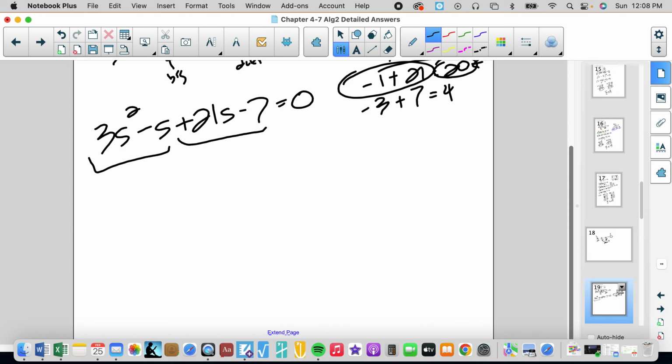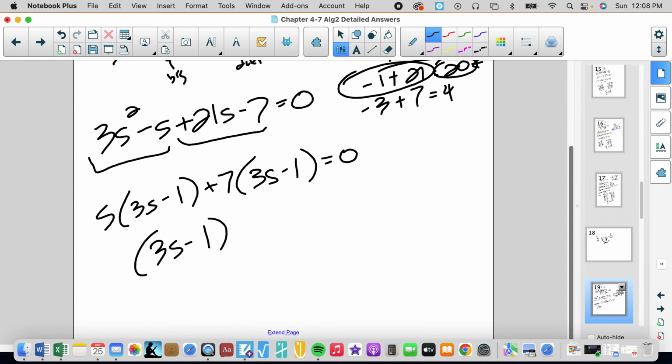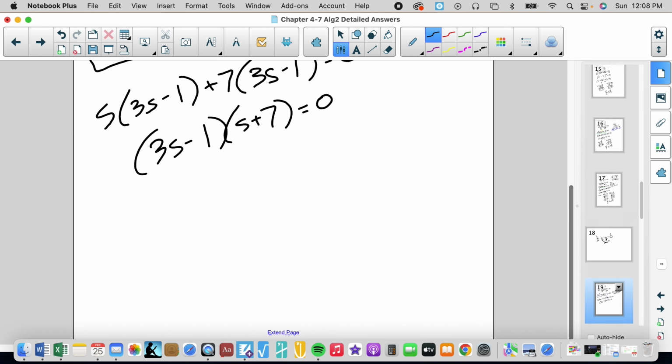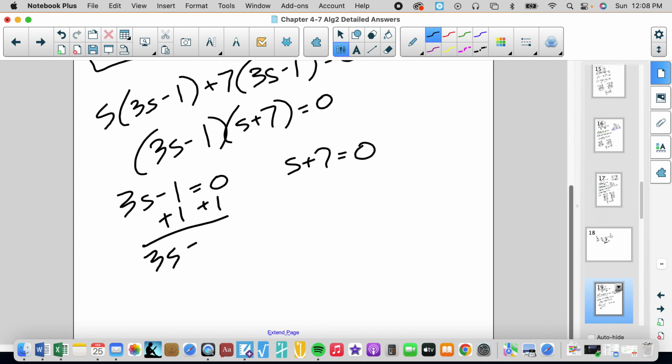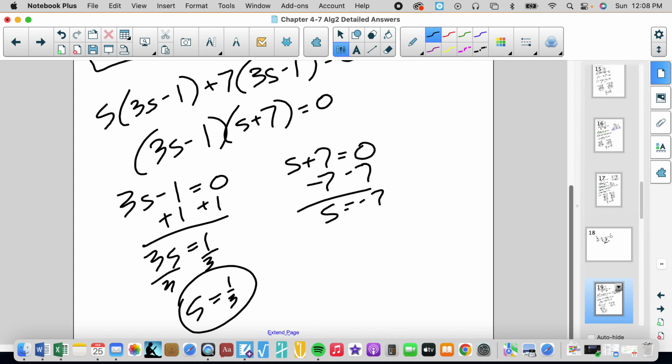So now we're going to factor by grouping. You're going to take out an s, you get 3s minus 1. We're going to take out a 7, and you get 3s minus 1. 3s minus 1, s plus 7 equals 0. Product of 0. Set each one equal to 0, and then solve for the variable. Add 1, divide by 3, s equals 1/3, minus 7, s equals -7. My solutions are -7 and 1/3.